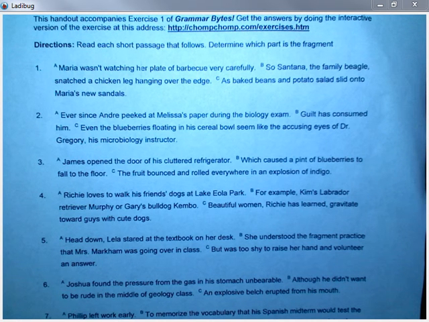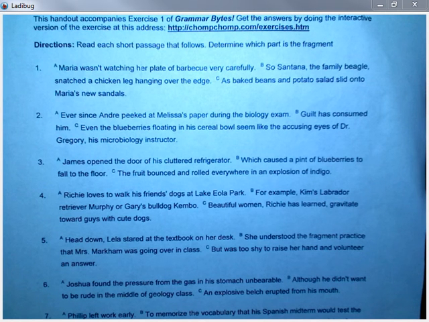Jerome. So Santana, the family beagle, snatched the chicken leg. What is the verb here? Snatch, very good. Who or what is doing the snatching? Santana. Okay. Does this express a complete thought? Yes. All right, so that one's good. We get to the third one.